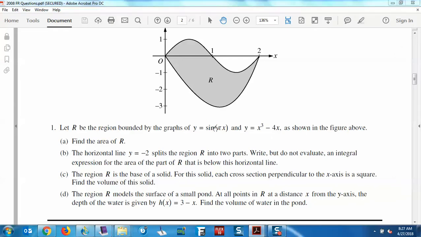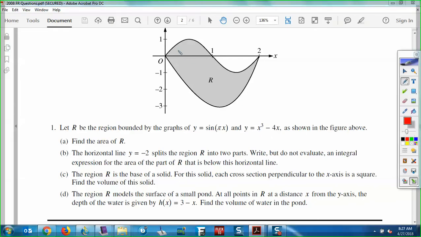Okay, so you got the sine and you got the x cubed. This one is clearly the sine function right up here, and this one is the x cubed minus 4x. So find the area of R. We're going to work parts of this, talk through a few parts of it, and then I'll give you a chance to see what you think. But the first one, find the area R. Okay, so what are we going to do?